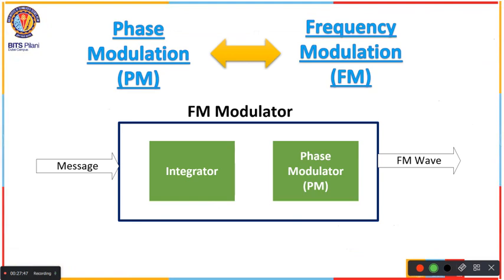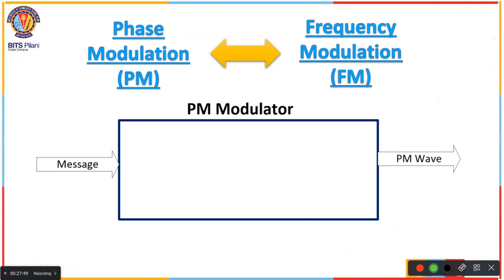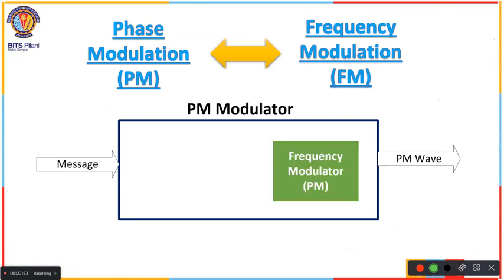Now similarly, assume that you want to get a phase modulator, but you have been given a frequency modulator. So what do you do with the signal? First you differentiate it and then you give it to the frequency modulator. Have you understood this? Because integration of differentiation, what will you get? m of t only, right? Try to understand this.